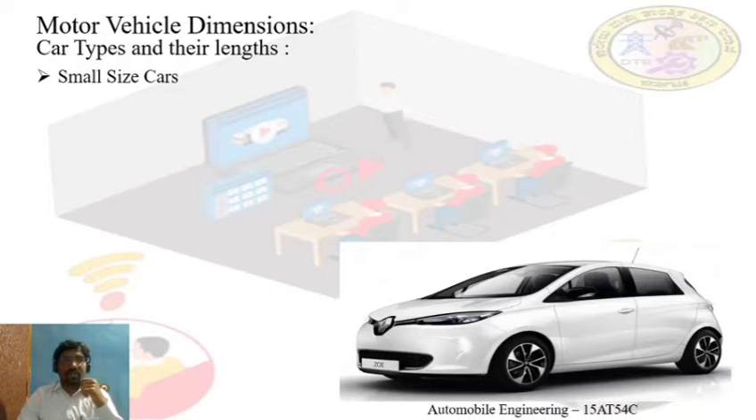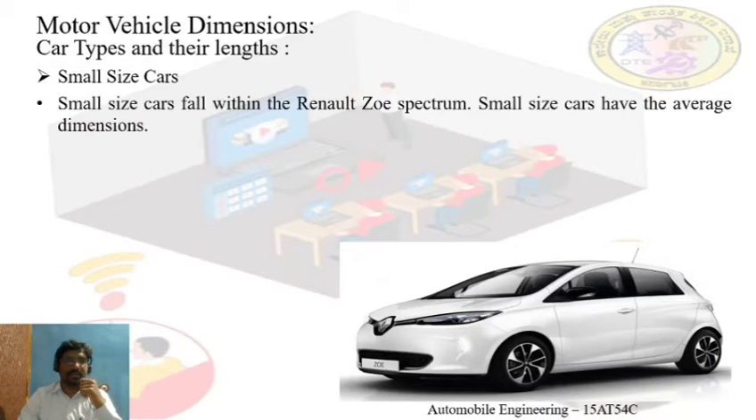The next type of car is the small size car. This also comes under the compact category. There won't be much room inside the car body. A maximum of 4 persons can travel in this particular vehicle. The small size car also falls within the small compact average dimensions. This is an example called the Renault Zoe Spectrum. This is one example of a small size car.